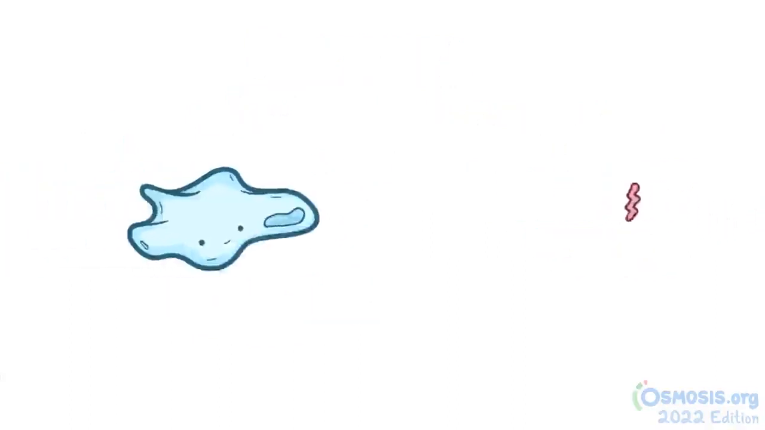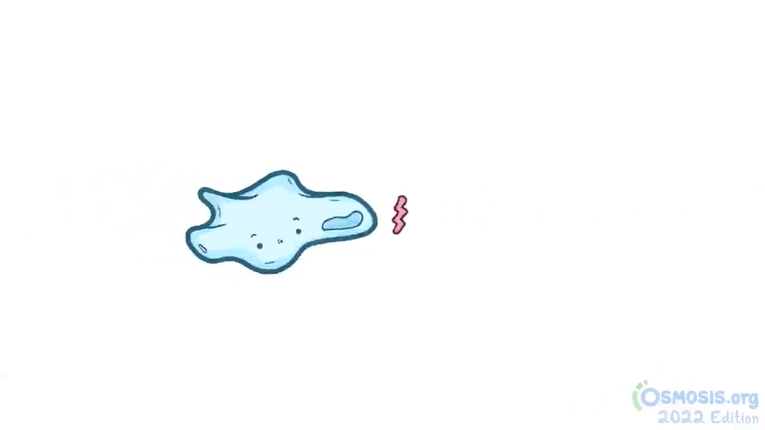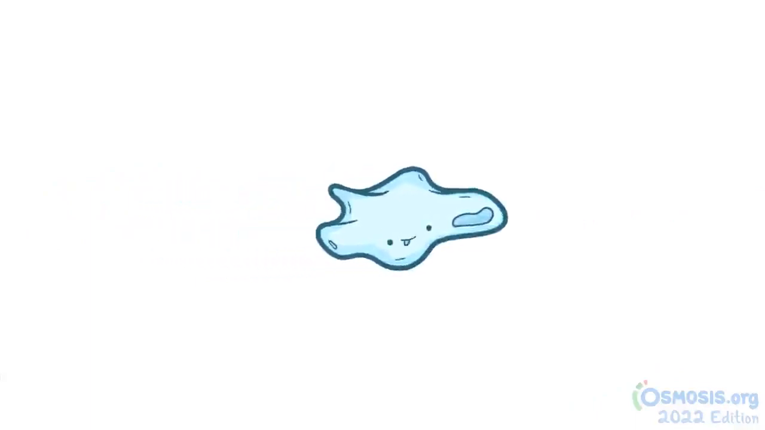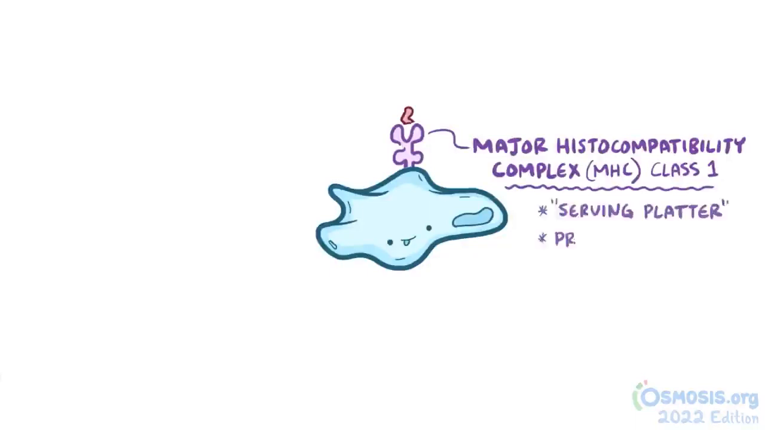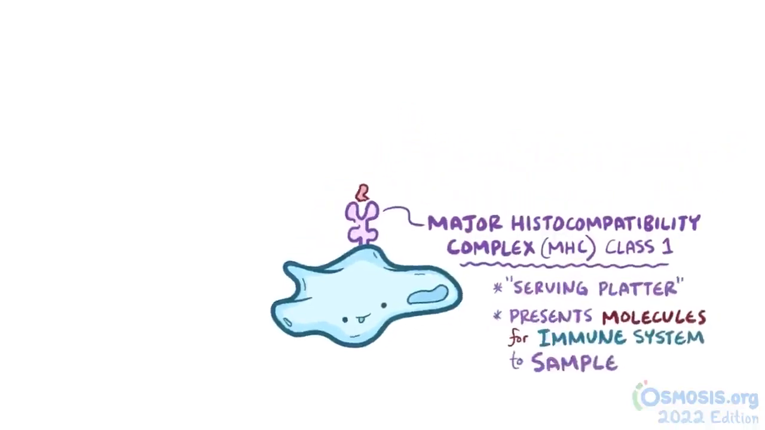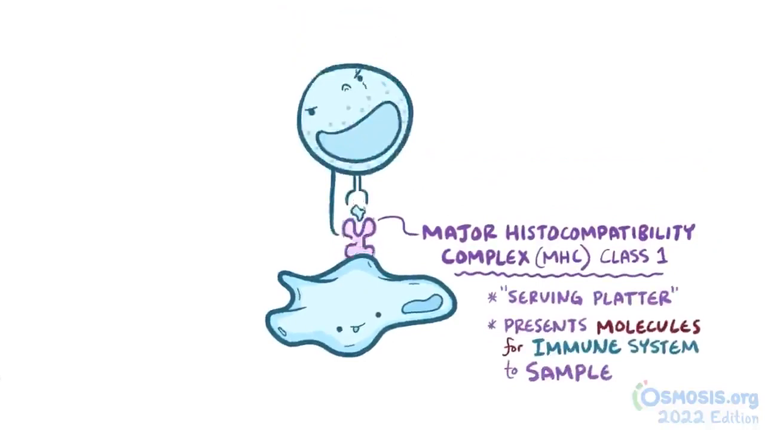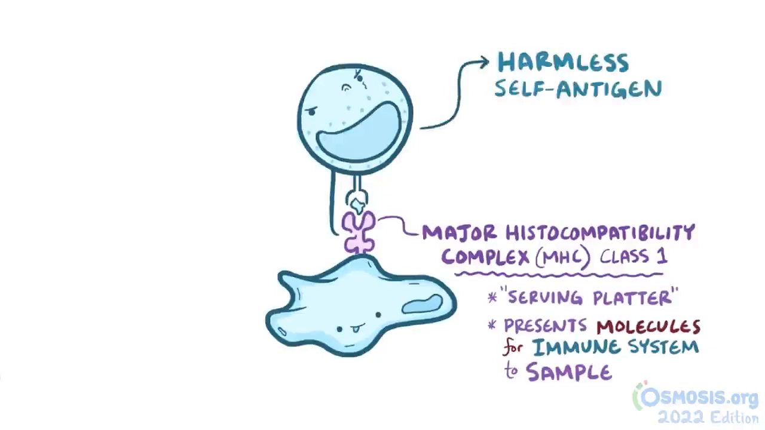Normally, the cells of the immune system are ready to spot and destroy anything foreign that could cause the body harm. To help with this, most cells in the body have a set of proteins that combine together to form something called a major histocompatibility complex, or MHC, class 1 molecule that sits on the surface of their cell membrane. These surface proteins act kind of like a serving platter, presenting molecules from within the cell for the immune system to continually sample. Normally, though, the molecule is just a sample from the cell, and the immune system recognizes it as harmless, and this is known as a self-antigen. And in this case, there's no immune response.